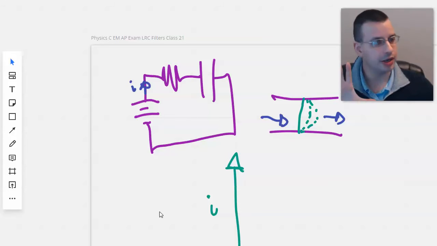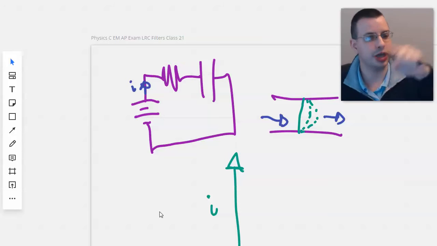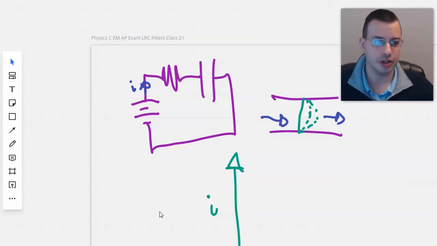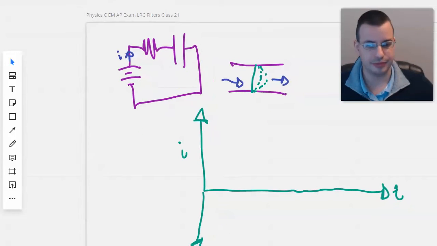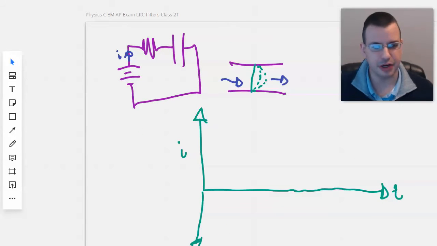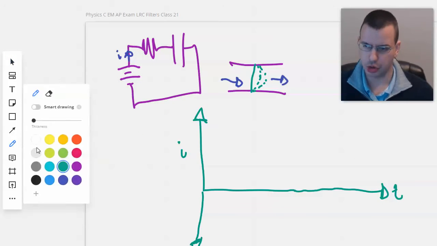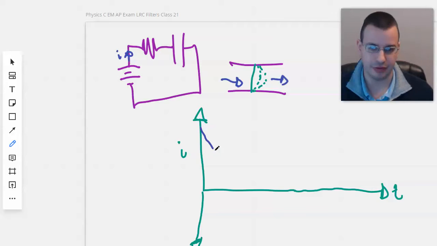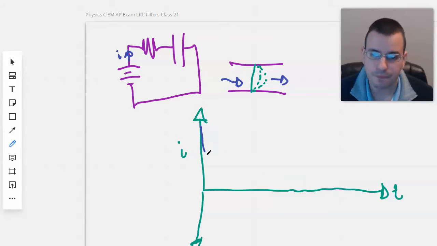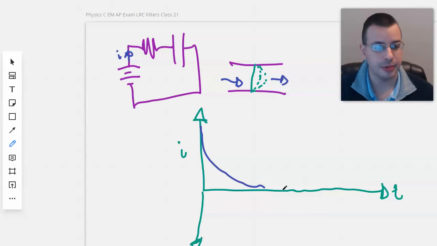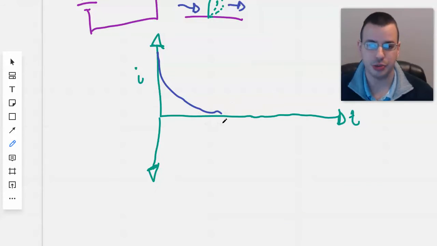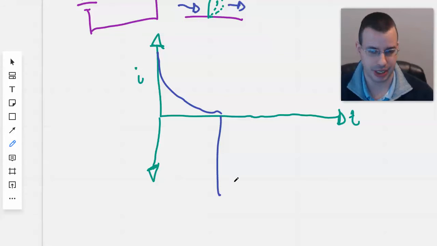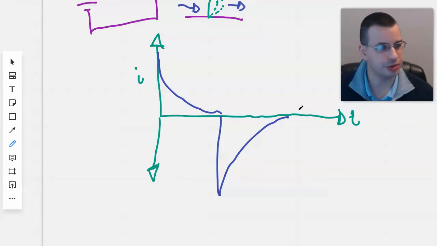Now, I know that AC current, the way it normally works, is it goes up and down, kind of like a sine curve. This is going to be more of a step curve. I guess step function is probably the correct way of saying it. So we'd have something like this. So we get starts at high, comes down, like this. But then when we switch the battery around, it'll immediately jump down. And this will provide us a negative current. By negative, I just mean the opposite direction.